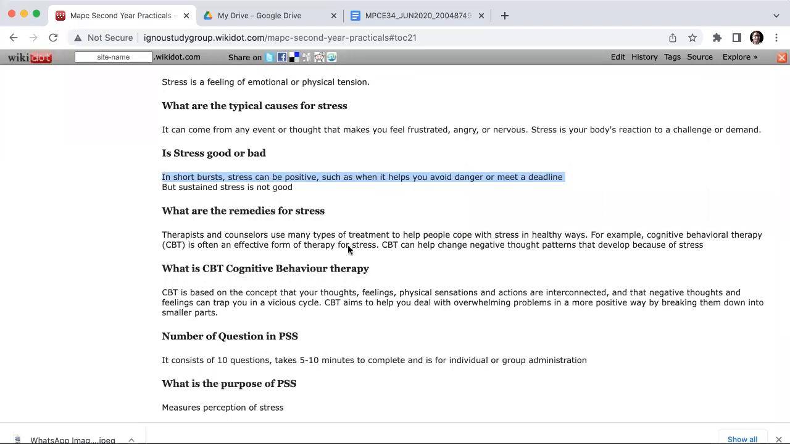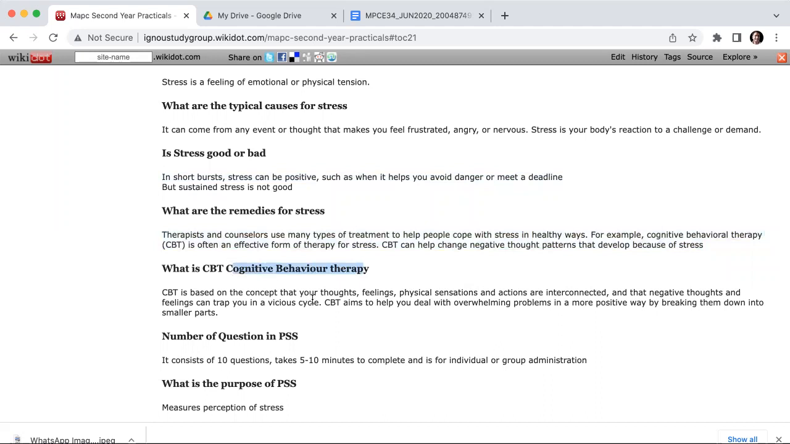There are various remedies for what you can do. There are certain therapies that could solve this stress, depending on the problem area the subject has. The most common example is cognitive behavioral therapy, which evaluates thoughts, feelings and so on. It checks what the negative thoughts are, and how to deal with them is what is taught. This therapy concentrates on thoughts, feelings, physical sensations and actions that are interconnected, and it shows a way to deal with negative thoughts.